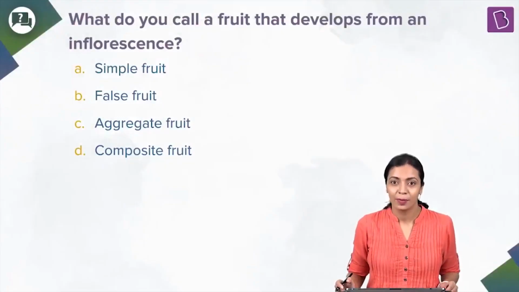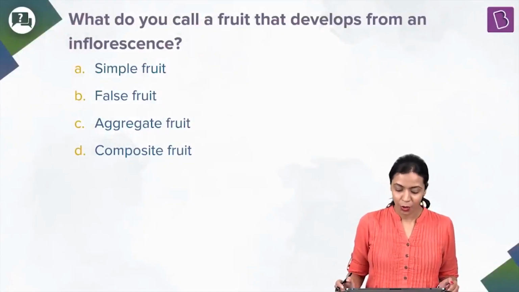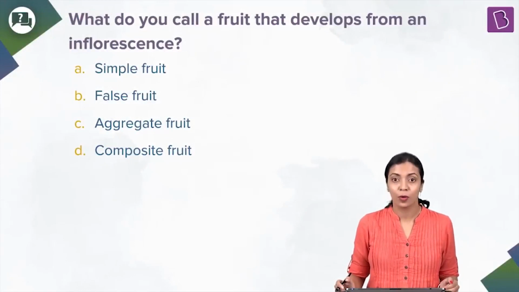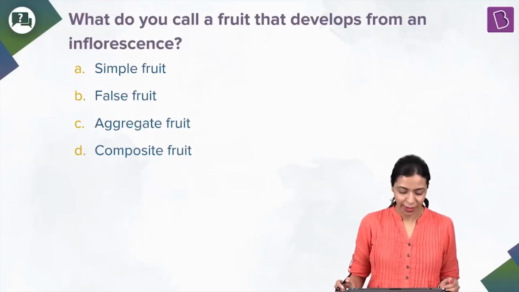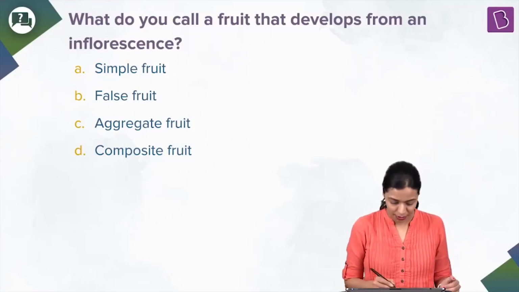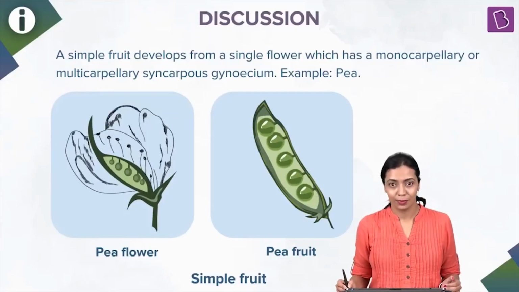Now here's a question about fruits. What do you call a fruit that develops from an inflorescence? The options are simple fruit, false fruit, aggregate fruit, and composite fruit. Let us examine all the options starting with the first one. The first option was simple fruit.